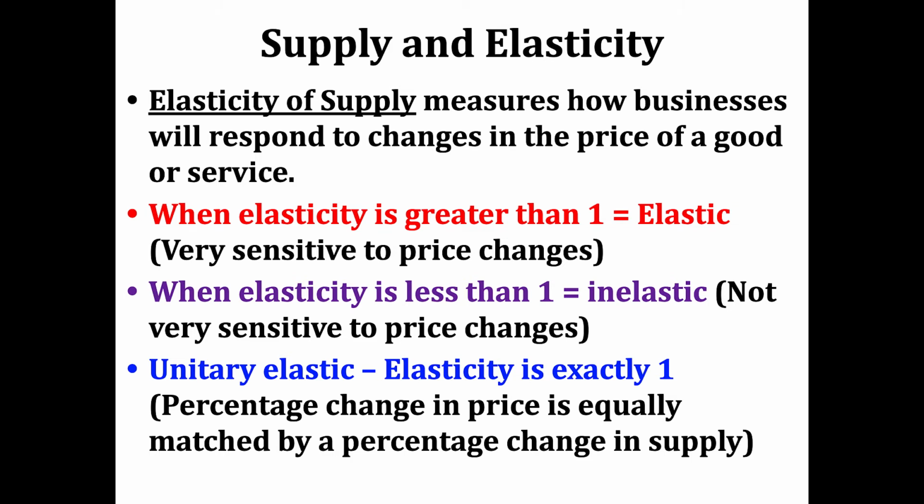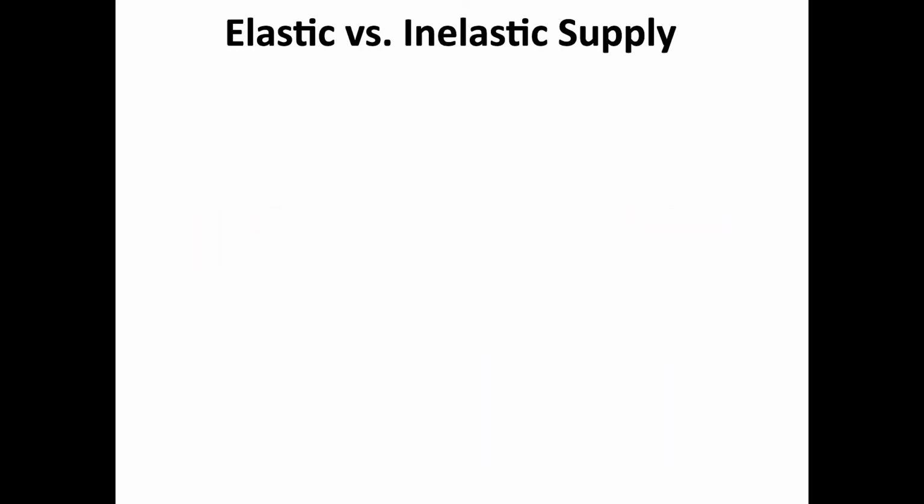That's when elasticity is exactly at 1, and that is when the percentage change in price is equally matched by a percentage change in supply. And obviously, that is really kind of the ideal. Okay, so let's talk about how you determine elasticity of supply.